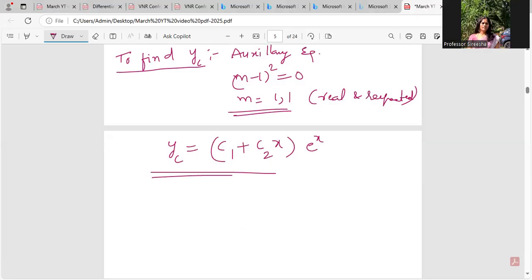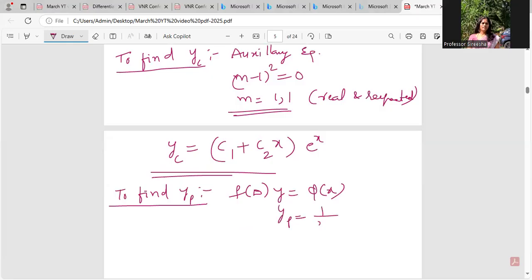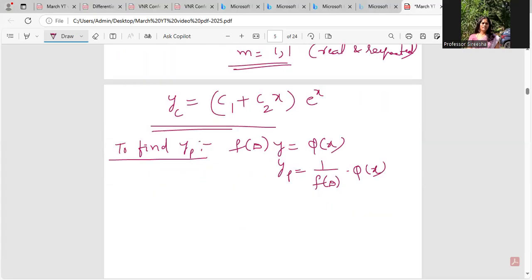Now to find yp, how do I find yp? As discussed earlier in the previous example, same thing. I'll be writing f of d into y is equal to q of x. So yp would be 1 by f of d into q of x. Now q of x again has two parts, so I can split it. First I'll be calculating yp1, which would be 1 by f of d, I can directly write d minus 1 whole square into 4 e power x. That would be my yp1.